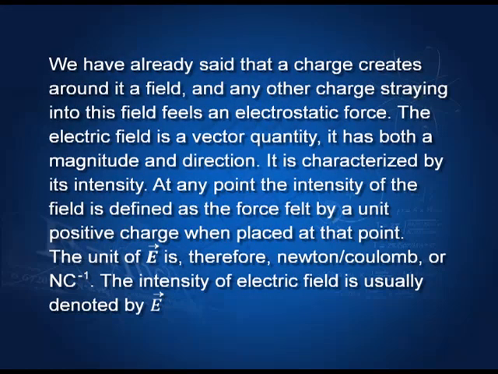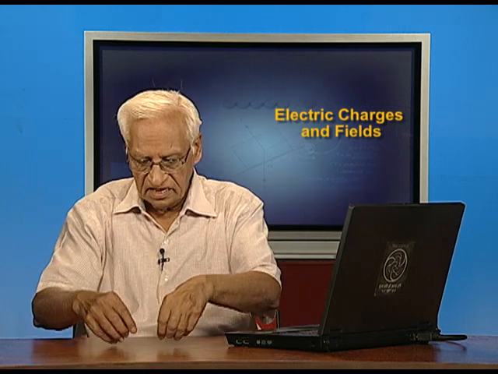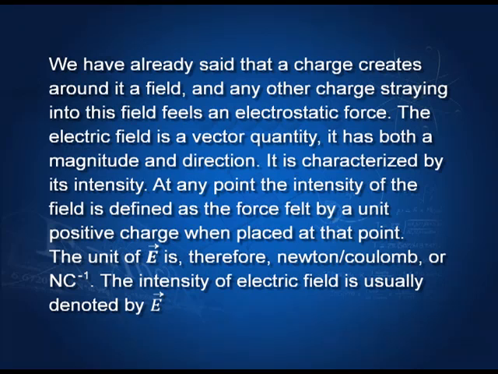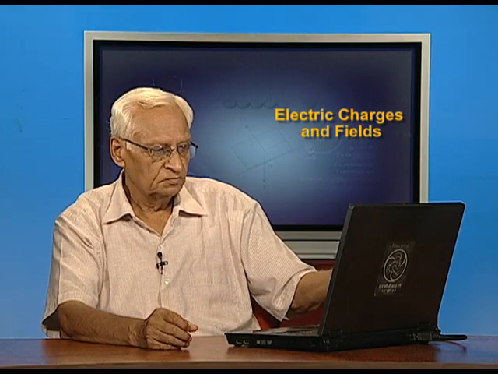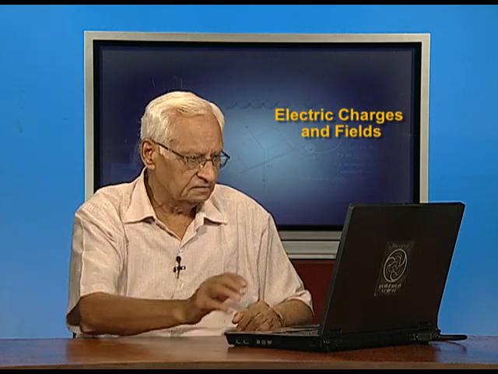The intensity of the field, or the strength of the field, is defined as follows. At any point, the intensity of the field is defined as the force felt by a unit positive charge when placed at that point. That is, if I place a unit positive charge here, the force felt by it is called the intensity of the field. The unit of intensity is obviously Newton per coulomb, because it is a force on a unit charge, and it is denoted by E vector.